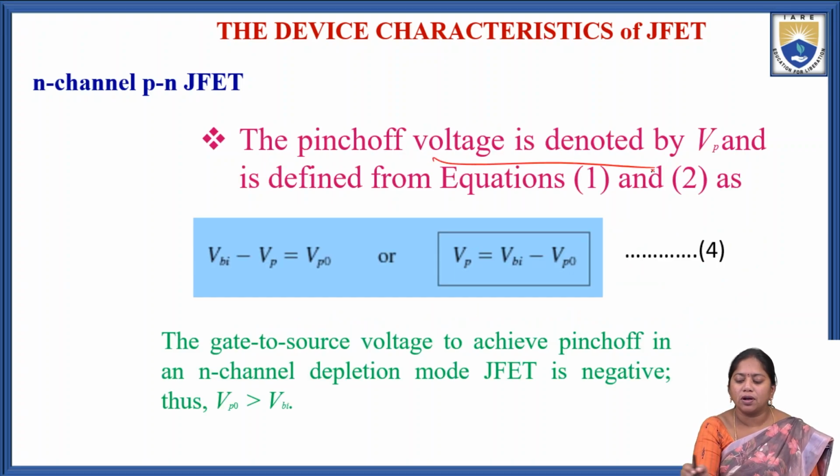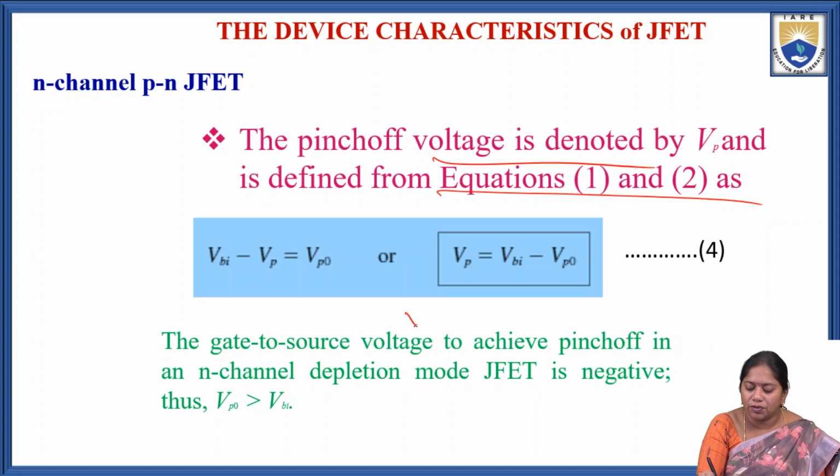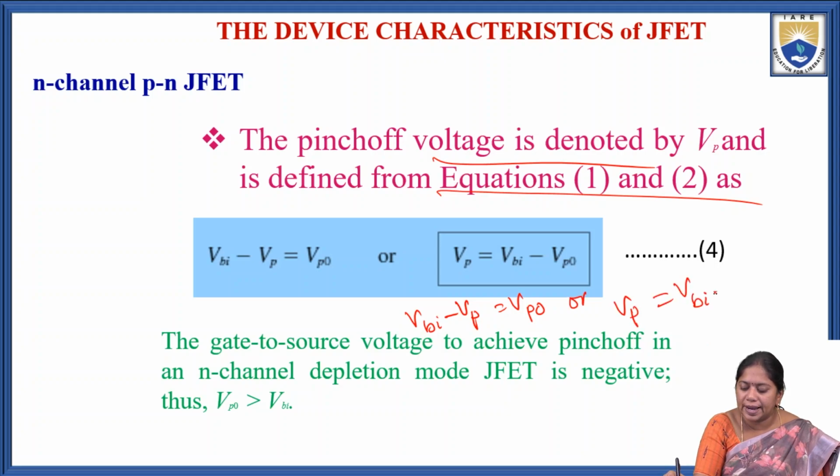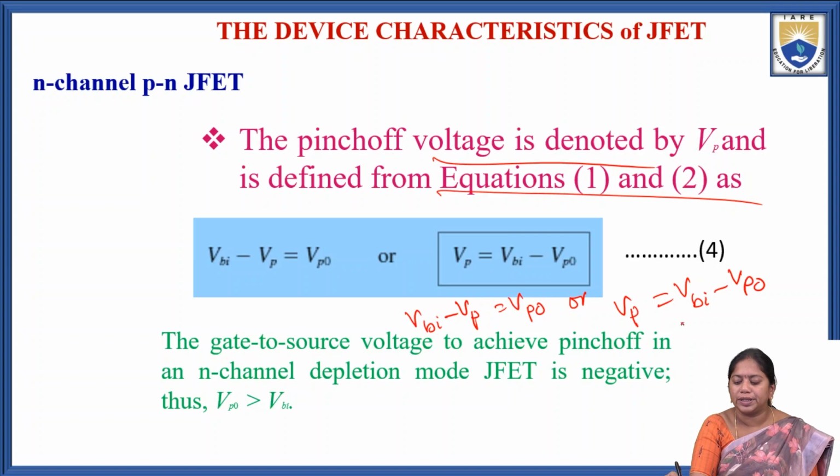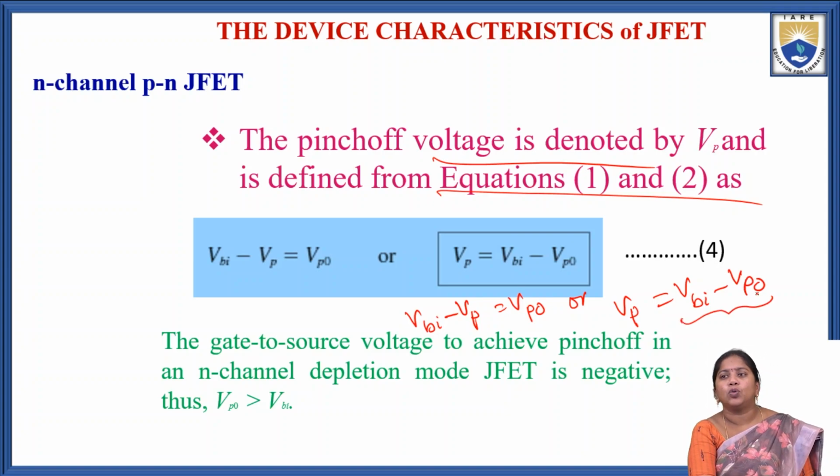So the pinch off voltage is denoted by Vp. The internal pinch off voltage is denoted by Vp0, whereas the pinch off voltage is denoted by Vp and is defined from equations 1 and 2: Vbi minus Vp equals Vp0, or the pinch off voltage Vp equals Vbi minus Vp0. So this is the difference between the built-in voltage and the internal pinch off voltage.